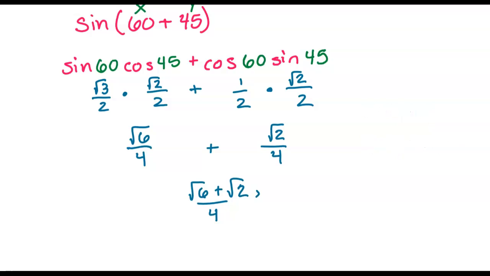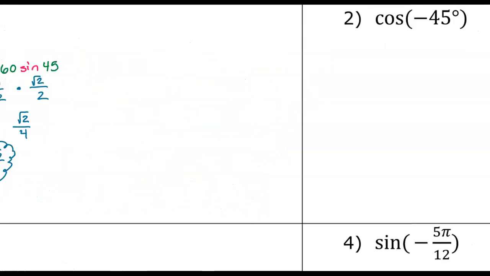All right. Let me go ahead and get you started on the next one, but I'm going to have you finish it. Cosine of negative 45. Yes, this is on the unit circle, but let's pretend it's not. We're going to break it into two angles that create negative 45. What two angles create negative 45?